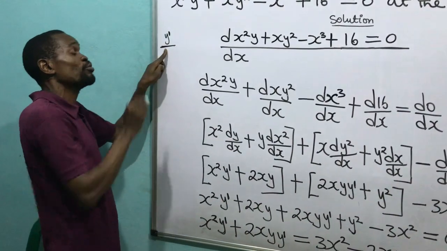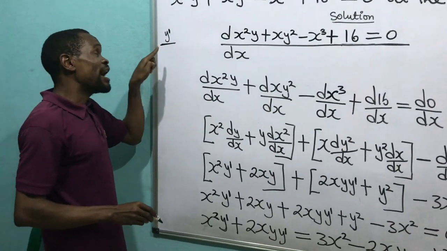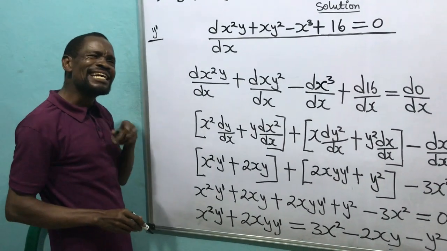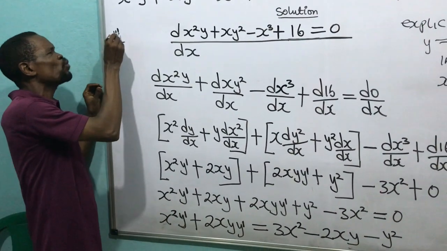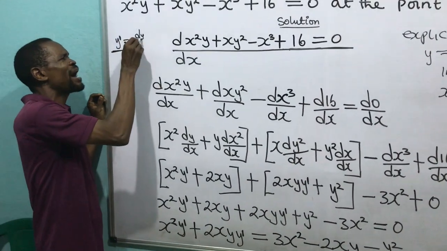Look at what I'm going to put here. I get what I'm saying now. If I don't put this, it means that I need to give a respect to y. So this is a respect. And what does this y prime mean? Y prime means dy/dx.